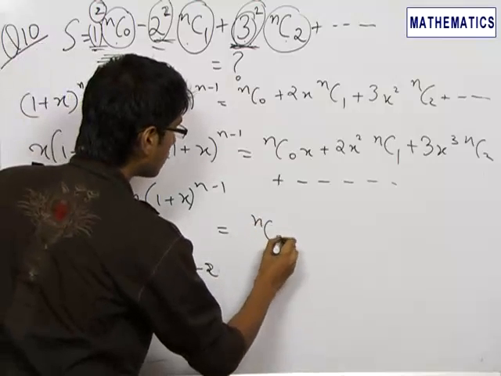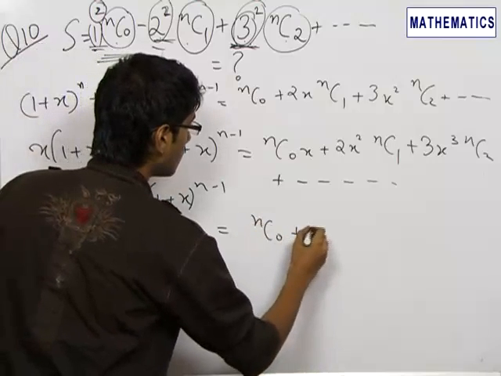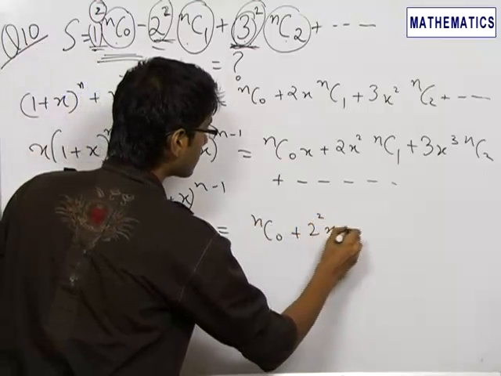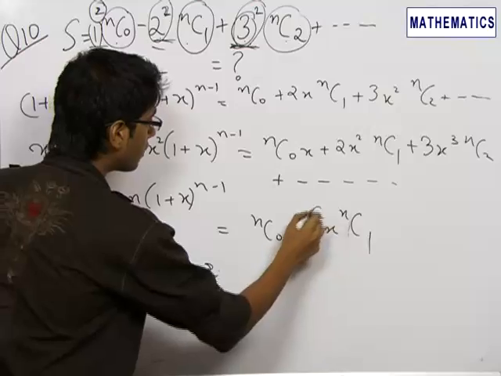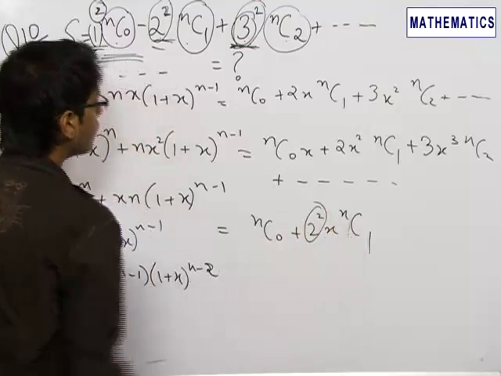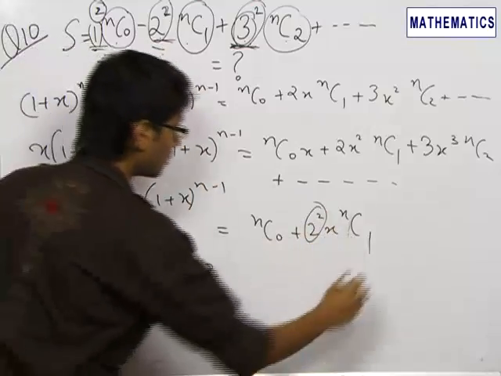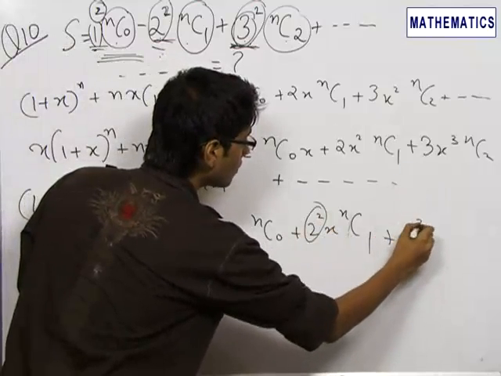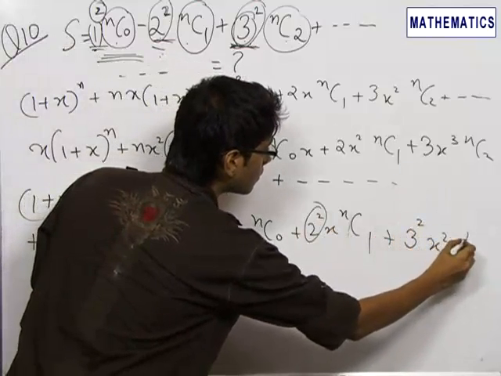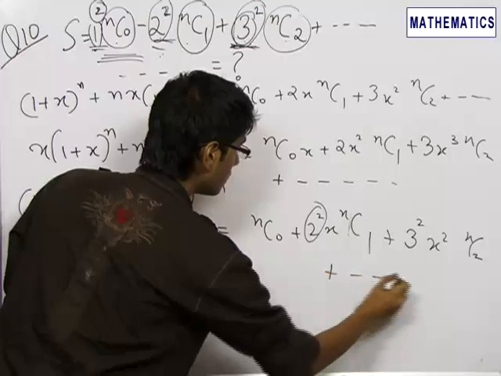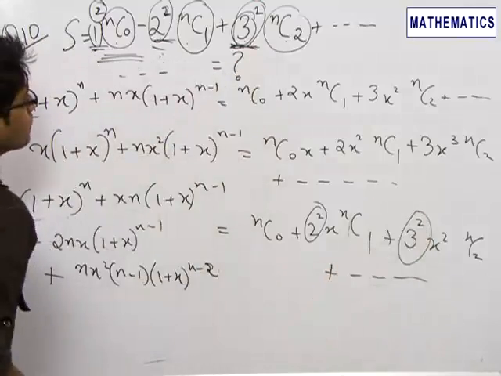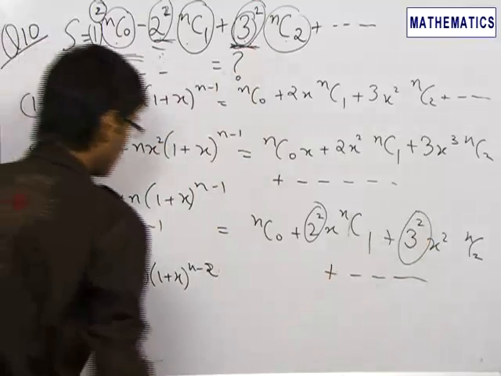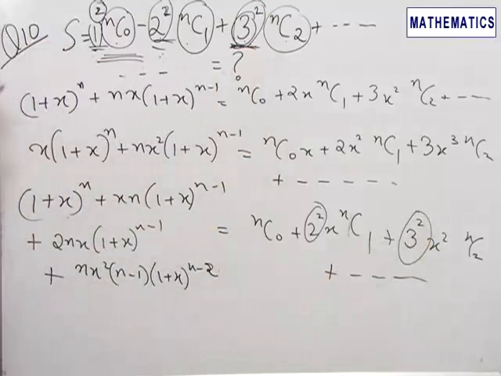And we get nC0 plus 2 square x nC1. So we have generated the two 2's required in front of nC1, plus 3 square x square nC2. We have generated the two 3's also in front of nC2. So our job is almost completely done.